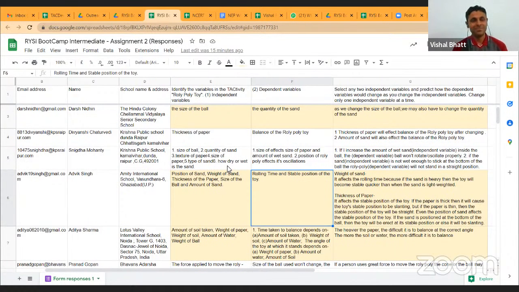But the size of the ball in this might not affect the rolling time, because it doesn't matter how much size it is, it matters how much weight it is. So we can say that the stable position. For example, I have this mouse. If I keep it here, it will not move at all. But if I keep a ball, for example, this is a ball, it will stay at one position if I keep it tightly.